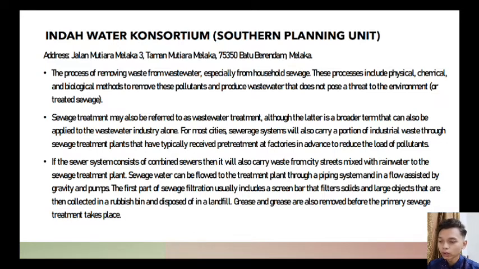If the sewer system consists of combined sewer, then it will also carry wastewater from city street mixed with the rainwater to the sewage treatment plant. Sewage can flow to the treatment plant through a piping system and in a flow assisted by gravity and pump.